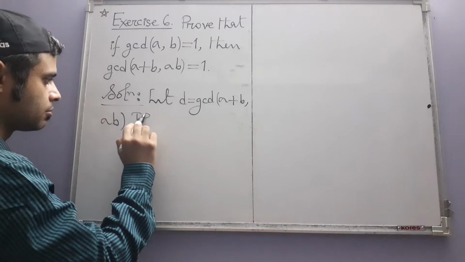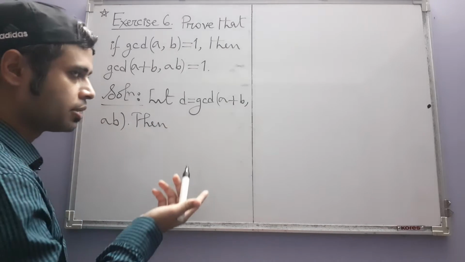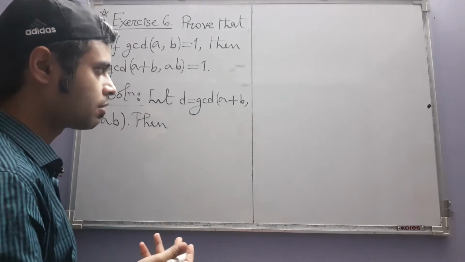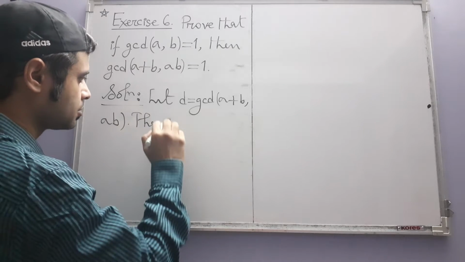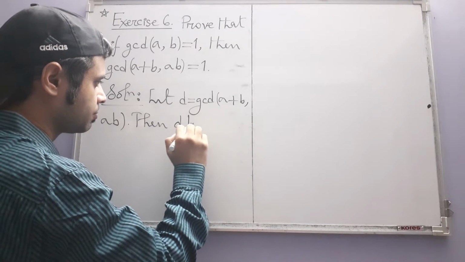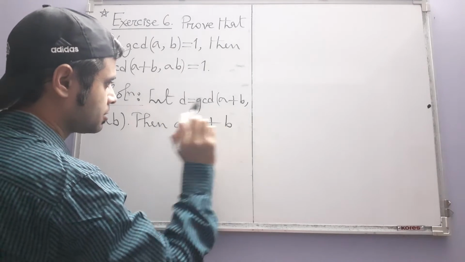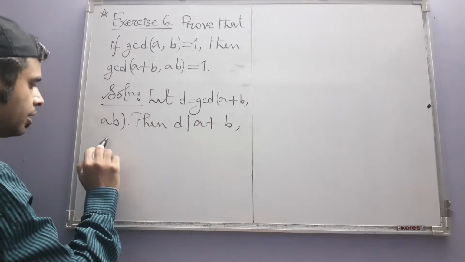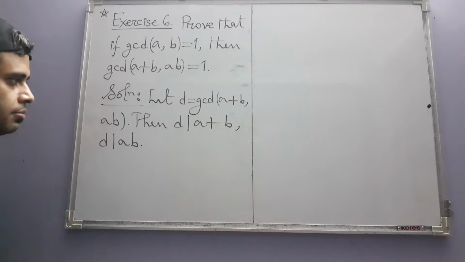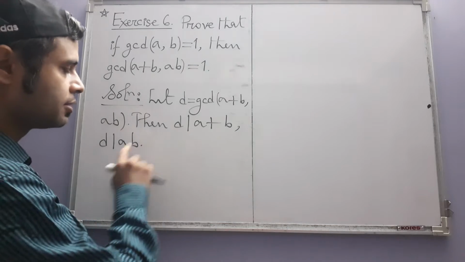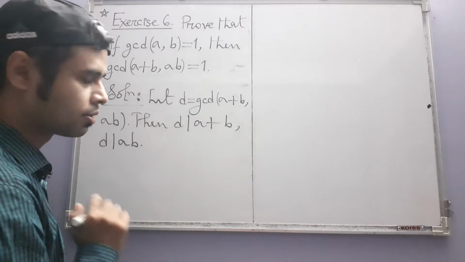Then, because it's a greatest common divisor, it's after all a divisor of both the numbers, both the integers. Then D divides a plus b and D divides ab. Now from these two divisibility relations, we are now going to conclude something.